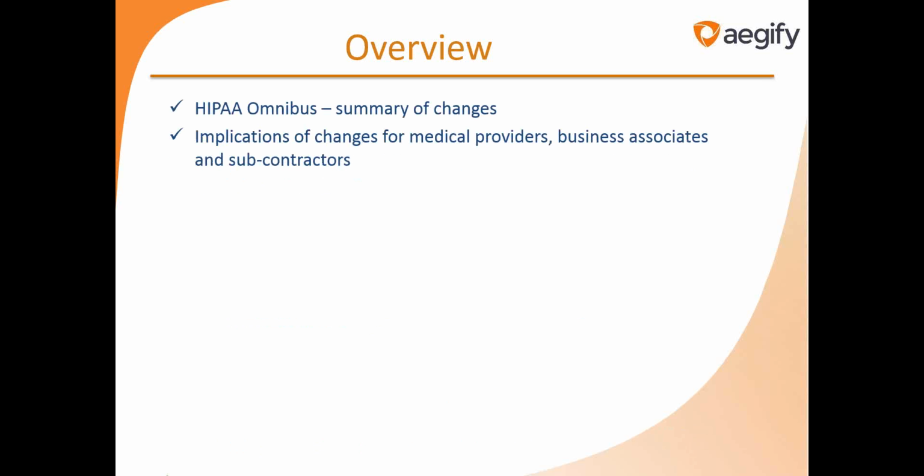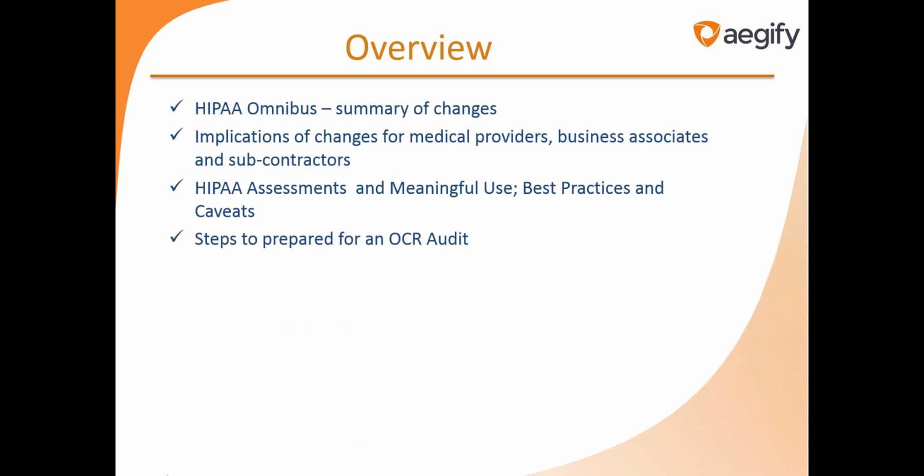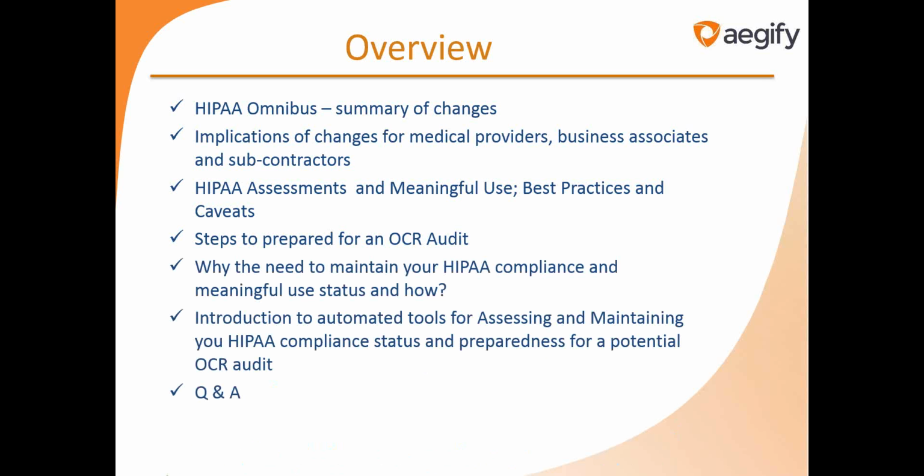So from an agenda perspective, we will talk about HIPAA Omnibus and the changes that have been brought about since September 2013 when HIPAA Omnibus came into effect. We will talk about the changes and the implications for medical providers, business associates, and subcontractors, and then we'll talk about the best practices for achieving and assuring HIPAA compliance, certification, and meaningful use. And then we'll talk about how to prepare for OCR audits, and then talk about how to continuously monitor the HIPAA compliance status once you've achieved certification.